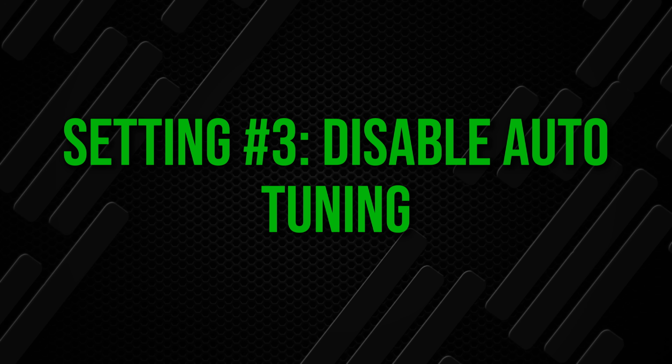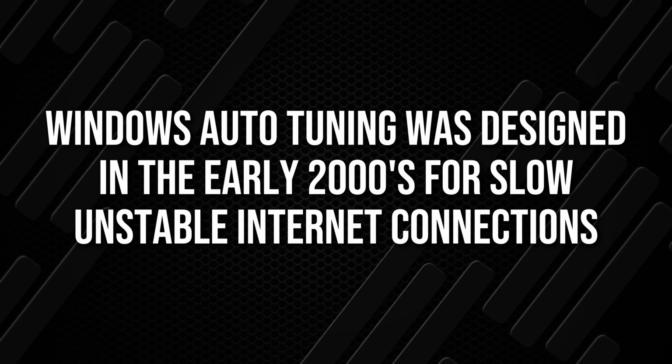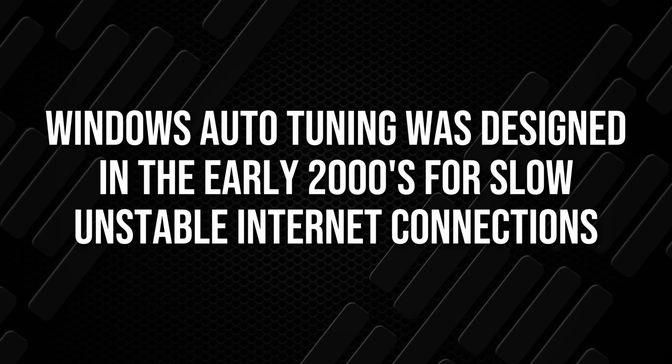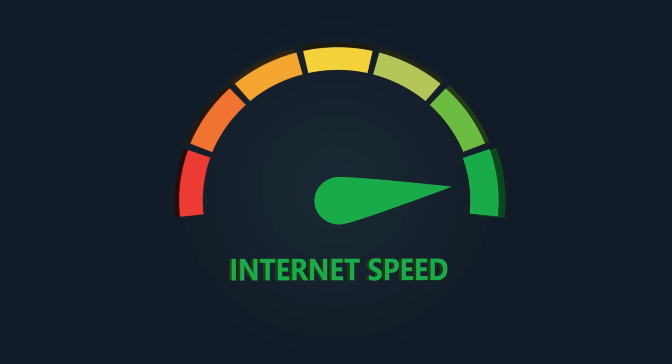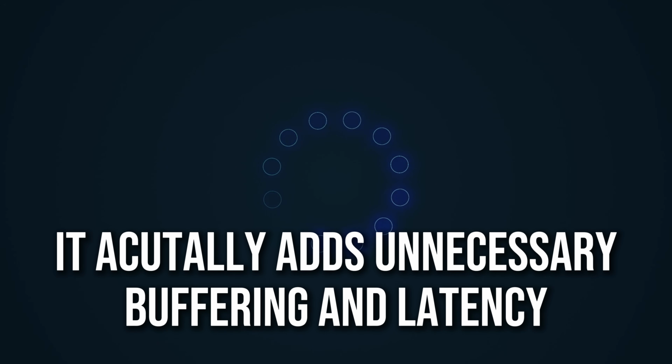Setting number 3, disable auto-tuning. This is the big one. Windows auto-tuning was designed in the early 2000s for slow, unstable internet connections. On modern, high-speed internet, it actually adds unnecessary buffering and latency. It's enabled by default on every Windows 11 machine.